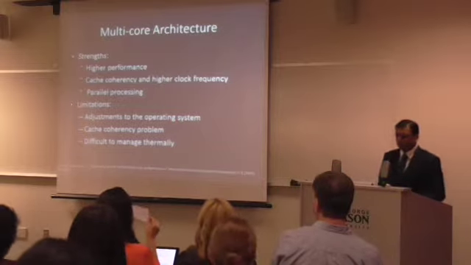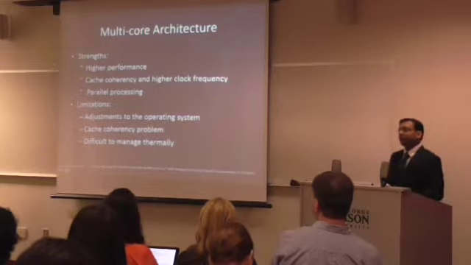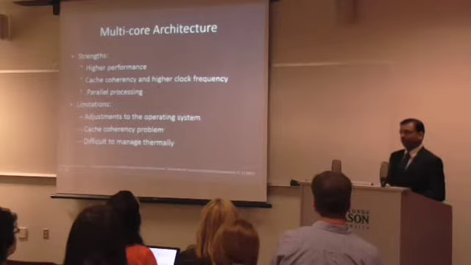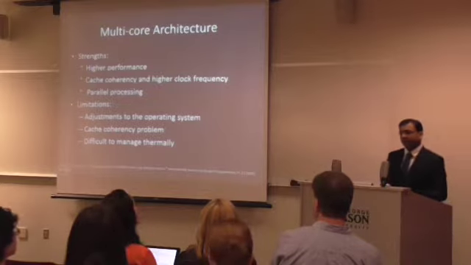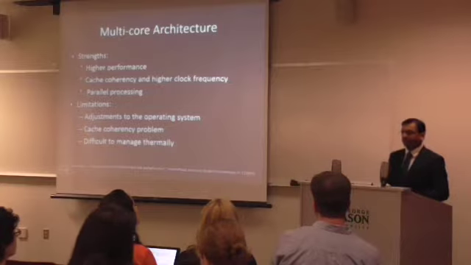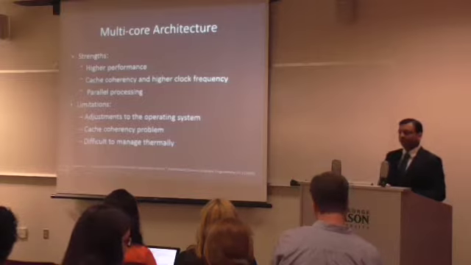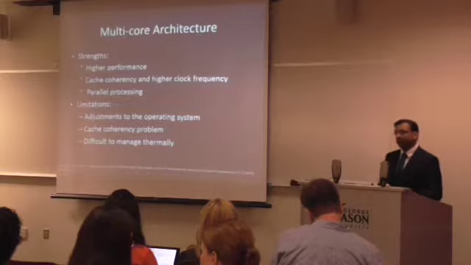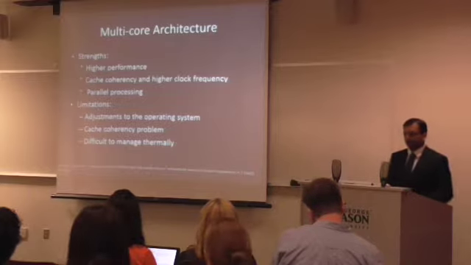So what are the limitations? The limitations are adjusting to the operating system, because in multi-core we are running different cores at a time, so we need some operating system adjustments. And because we have different cache systems, algorithms are needed for cache coherency. And because there are many cores, it's difficult to manage thermally, because power dissipation is higher in this case.